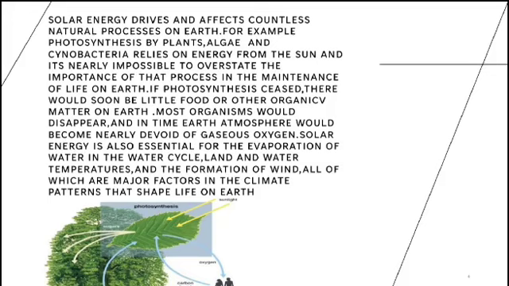Solar energy drives and affects countless natural processes on Earth. For example, photosynthesis by plants, algae, and cyanobacteria relies on energy from the sun, and it is nearly impossible to overstate the importance of that process in the maintenance of life on Earth. If photosynthesis ceased, there would soon be little food or other organic matter on Earth. Most organisms would disappear, and in time, Earth's atmosphere would become nearly devoid of gaseous oxygen.